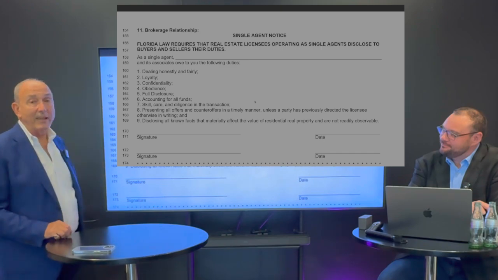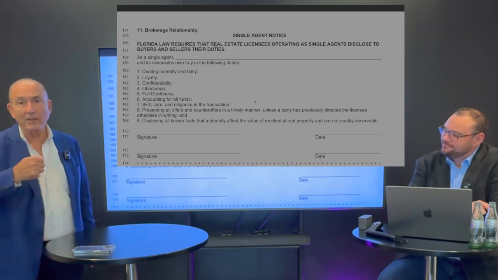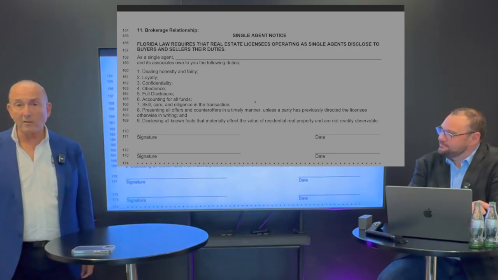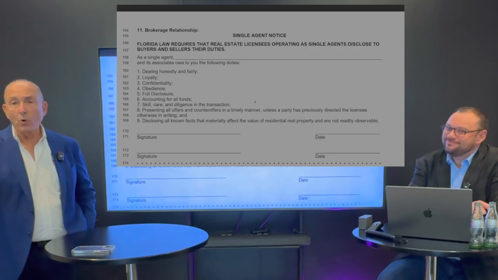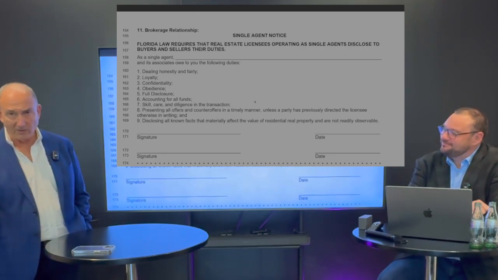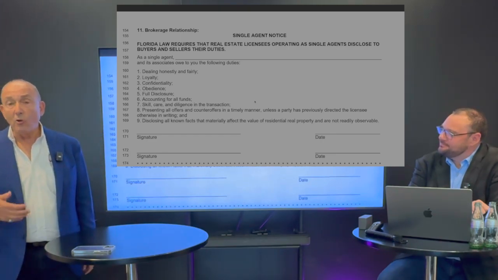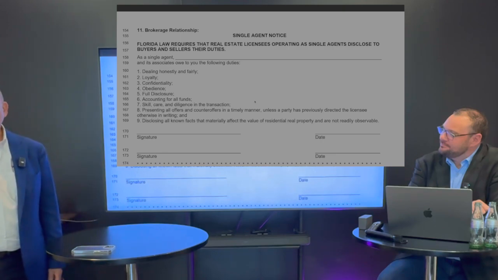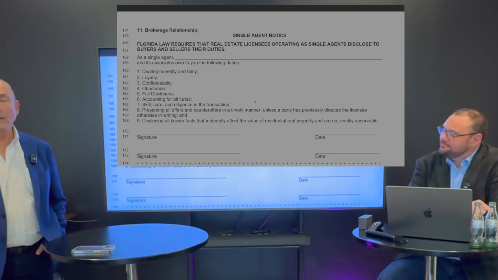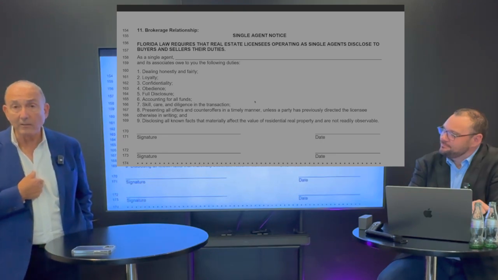But as a single agent, as a fiduciary, which means I put your interests in front of mine, the next 4 things are the important ones. Loyalty means I work for you and you alone. I'm not working for both parties. That means confidentiality, no matter what you tell me, stays with me. If I know somebody's selling their house because they're getting divorced, no one's going to find that out from me.